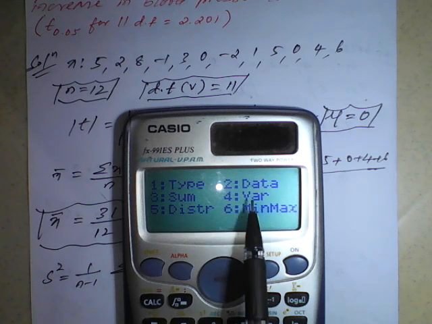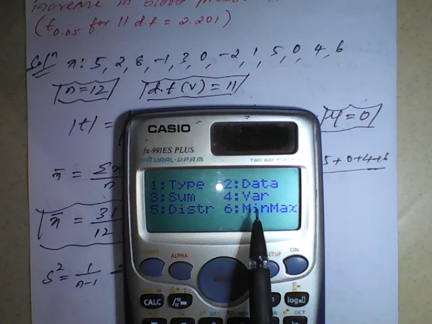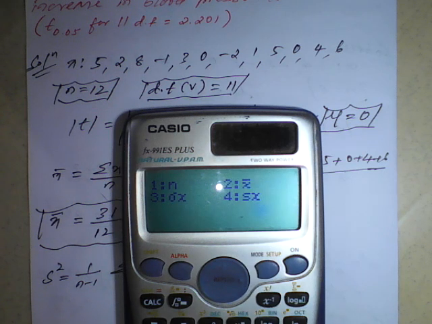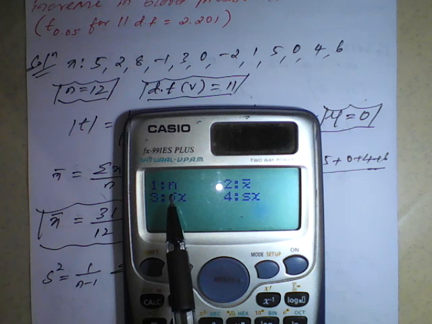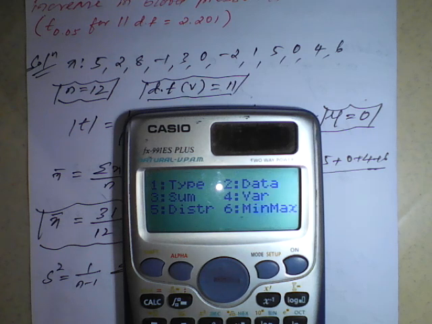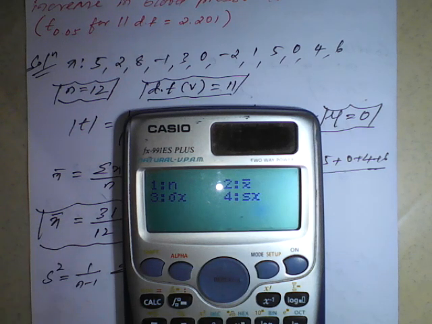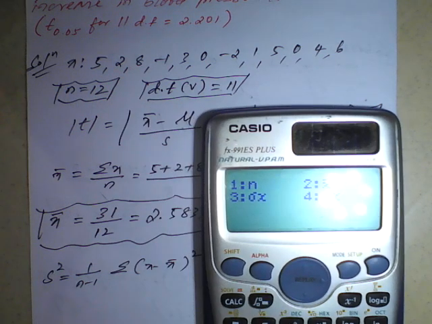So if you press shift 1, you will find type, data, sum, variance, distribution. You press the fourth one, variance, VAR. Once you press 4, you can check n, how many values there are. If you press 1 equal to, n will be 12. Again shift 1, variance 4. We have already calculated x bar, so we'll cross check whether it is true or not.